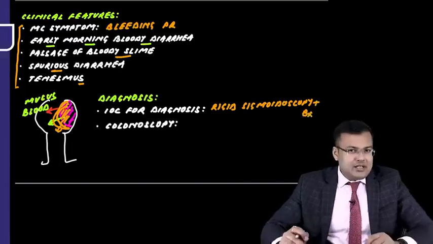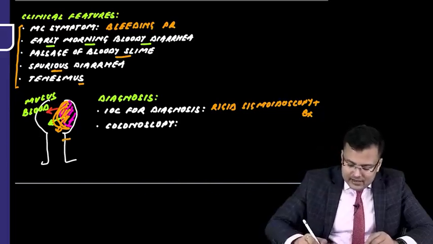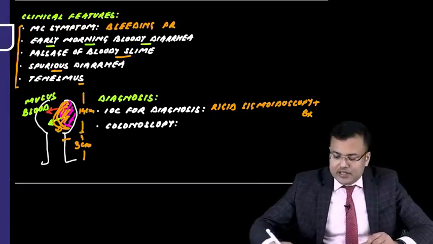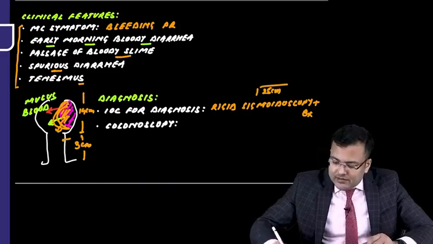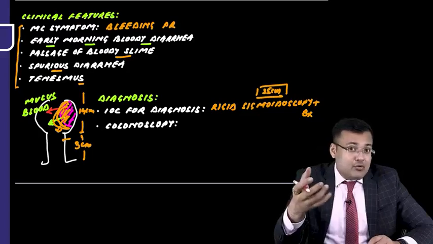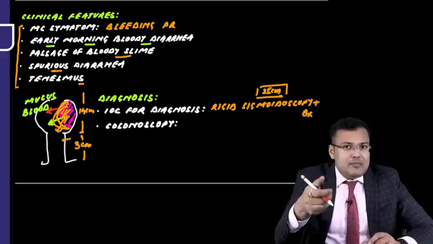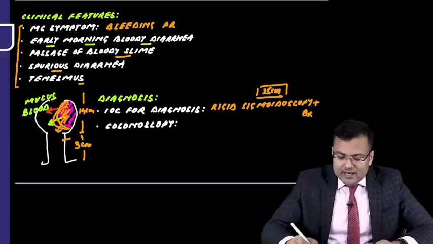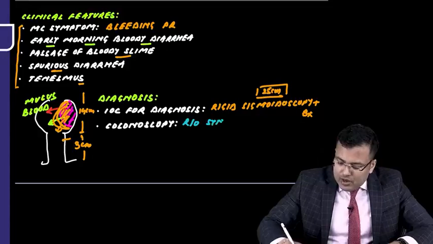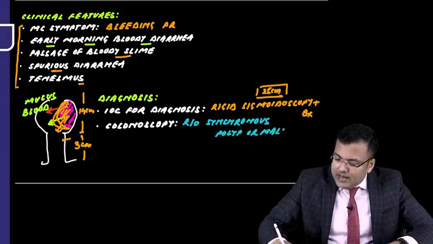Why? Because the length of rectum is 14 centimeter, the length of the surgical anal canal is 3 centimeter, and the length of the rigid sigmoidoscope is 25 centimeter, which is sufficient to assess the rectum completely. But we have to rule out synchronous lesions, synchronous polyp or malignancy. So to rule out synchronous polyp or malignancy, we perform colonoscopy. So what is the role of colonoscopy? Colonoscopy is done to rule out synchronous polyp or malignancy.